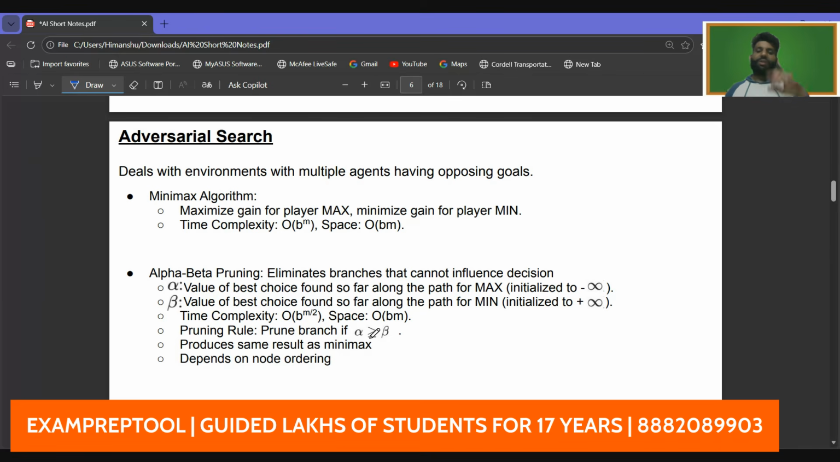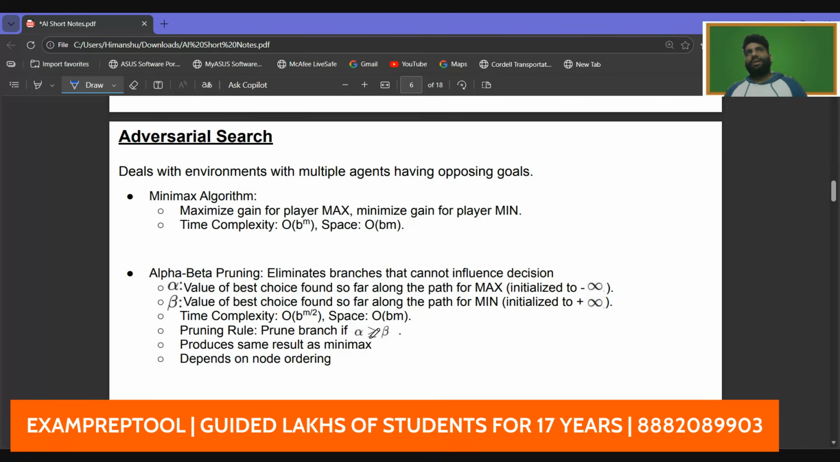Now there is a complete algorithm which we have solved and discussed within our lectures as well, which you can just try. It produces the same result as minimax, but it is just more efficient. The performance depends upon the ordering of the nodes. When I say the ordering of the nodes, what changes is the overall time complexity, which becomes b to the power m by 2. Why m by 2?